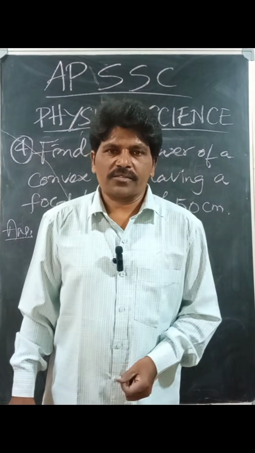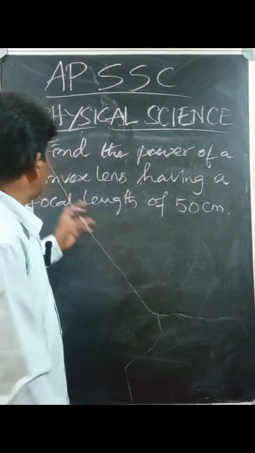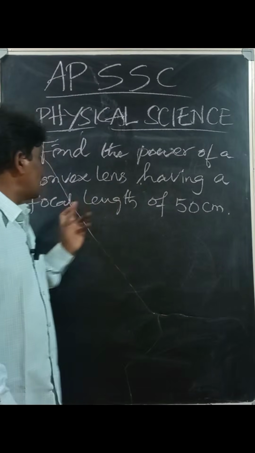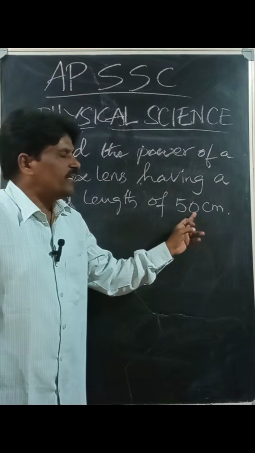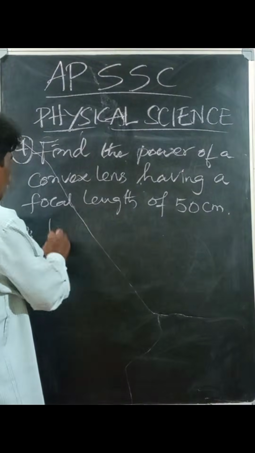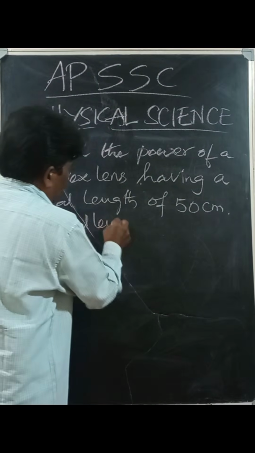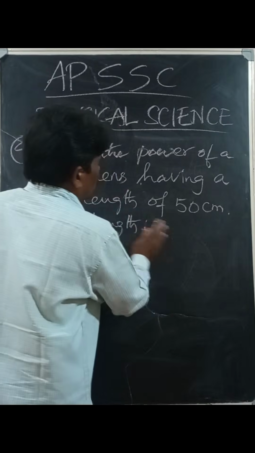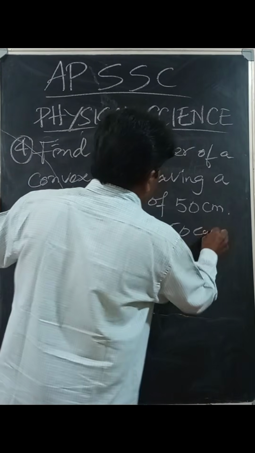Andhra Pradesh 10th class physical science. Important questions. This is fourth. Find the power of a convex lens having a focal length of 50 centimeters. Yes, focal length is given. Focal length is equal to 50 centimeters.